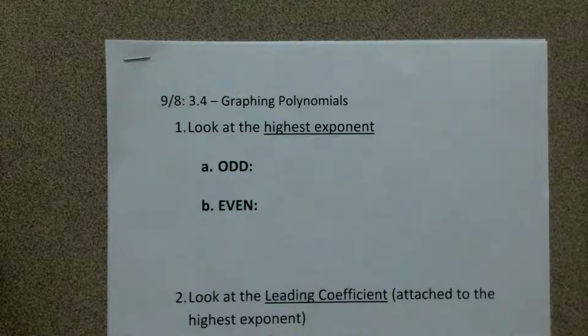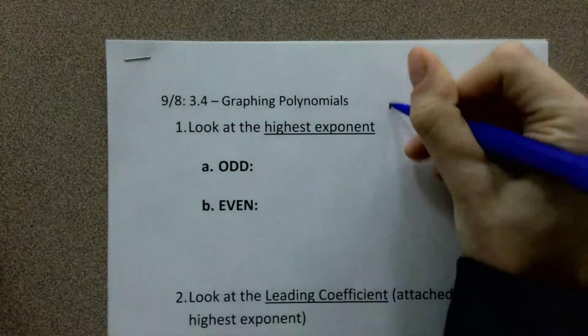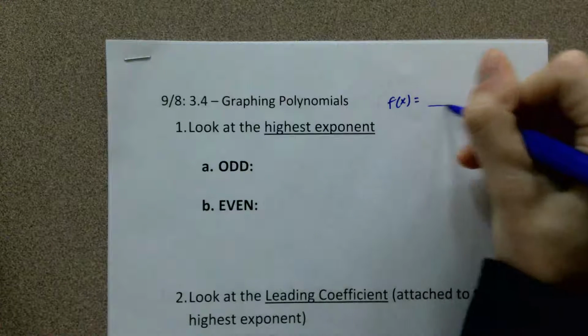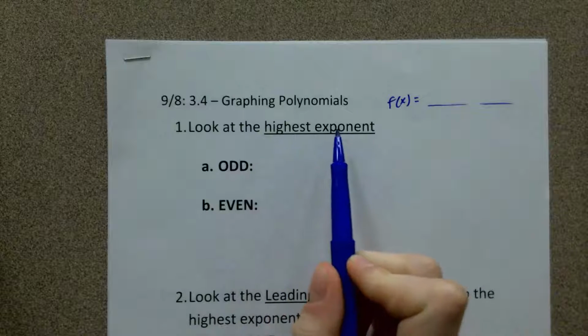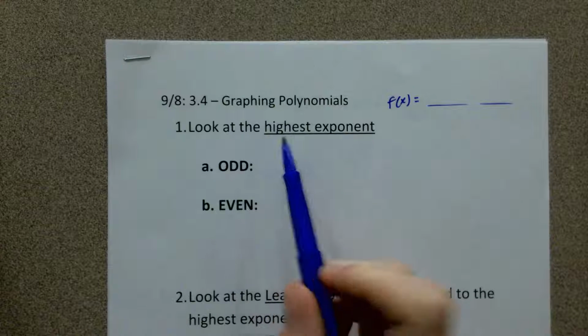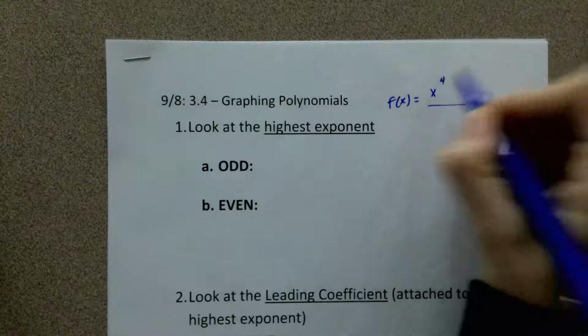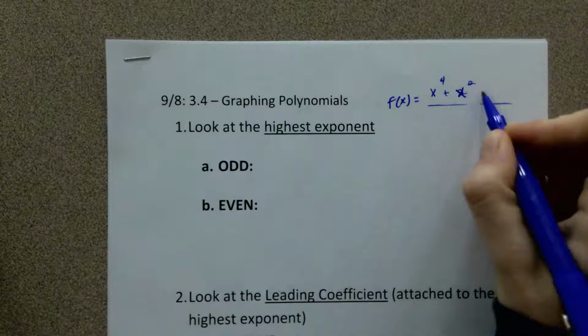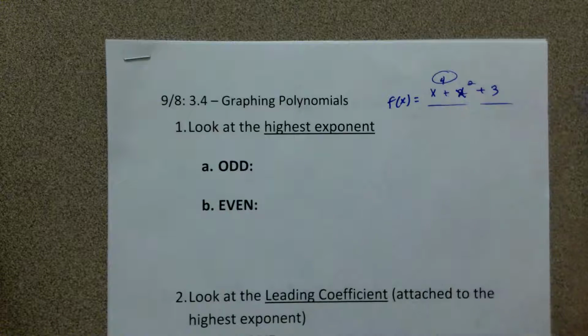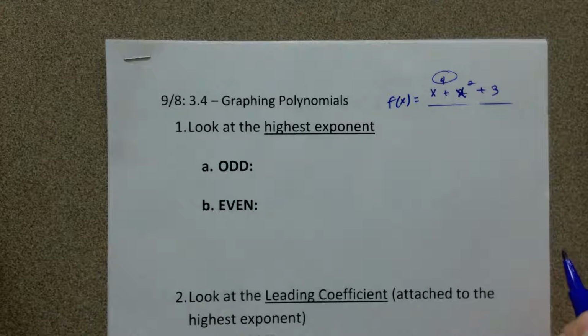So today we looked at graphing polynomials. There are some things that we need to look at when we have f of x equals some polynomial. We need to look at our highest exponent. Say our highest exponent was 4, and then it goes down from there, right? We need to look at this highest exponent, just for example, okay?